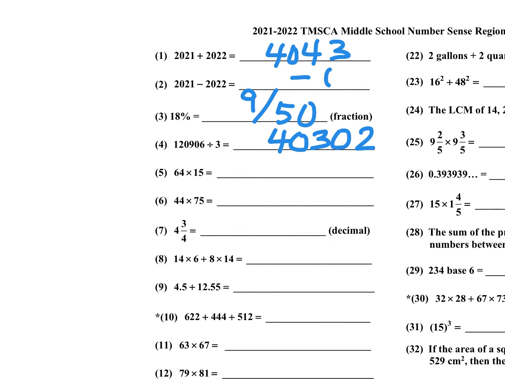Number 5, 64 times 15. So I'm going to write the shortcut here on the side. What you can do is double the 15, make that a 30, and then you would take half of 64. So mentally I'm thinking 32 times 30, I would write a 0, and then 3 times 32 is 96.